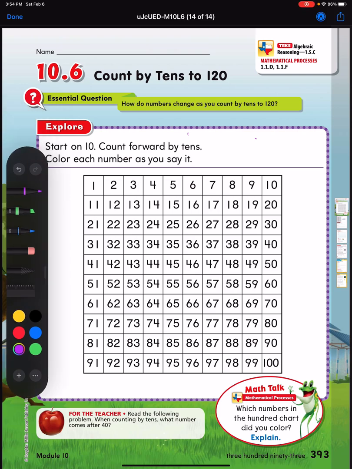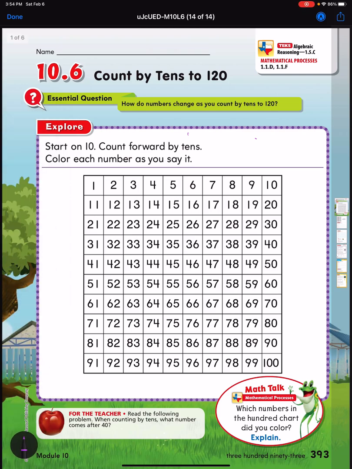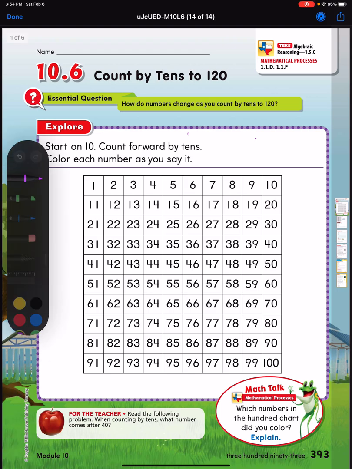Okay, so today we're going to work on counting by tens to 120. And our question asks us, how do numbers change as you count by tens to 120? Remember, we are always looking for patterns when we are doing skip counting. They make skip counting much easier. All right, so it says start on 10, count forward by tens, color each number as you say it.